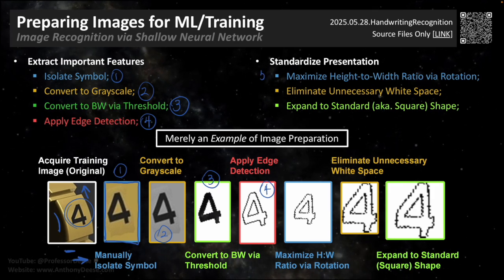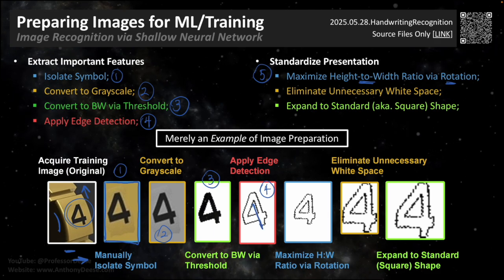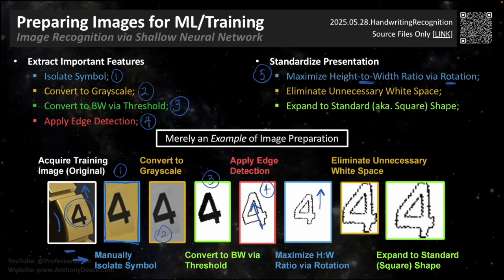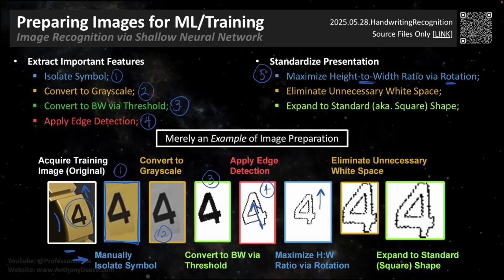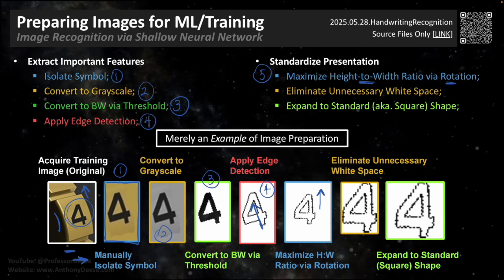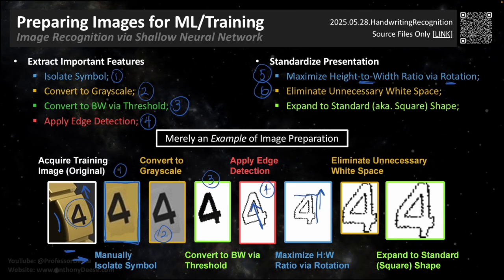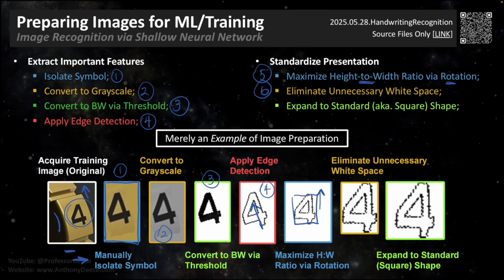The 5th step was to maximize the height to width ratio via rotation. You can see that this is slightly off axis, and now we have it standing upright. And for that, I used an observation, right, that most digits, when they're in their proper orientation, exhibit a maximum height to width ratio, and that worked relatively well. Next, we eliminated any unnecessary white space, cropping it like this. This makes sense because generally we don't want extraneous information in our image.